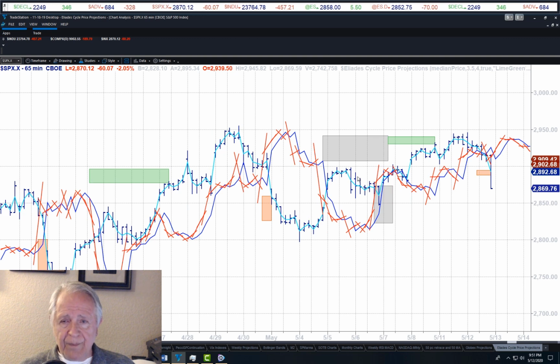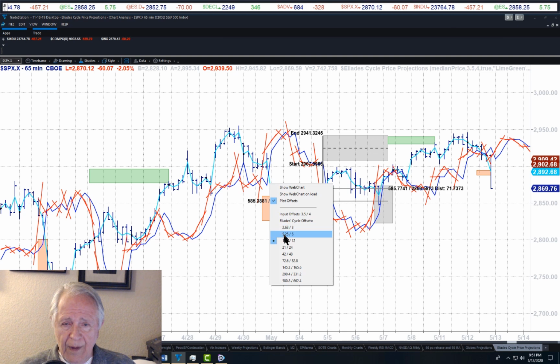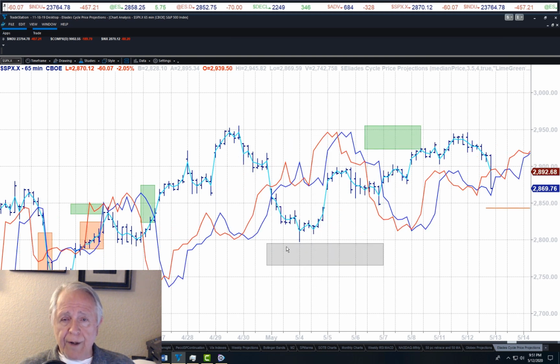Well, look at this. And this one was given up here to 2907. We just got up to 2900 and missed getting up there by about 7 points. Came back down and ultimately gave this projection, which was almost perfect for the highs that we've just seen recently. So let's take a look at the next longer offset here. 21 to 24. There you go. Look at this. This one's virtually perfect.